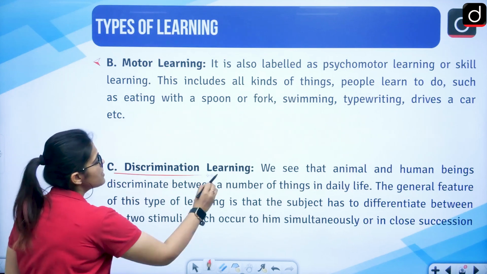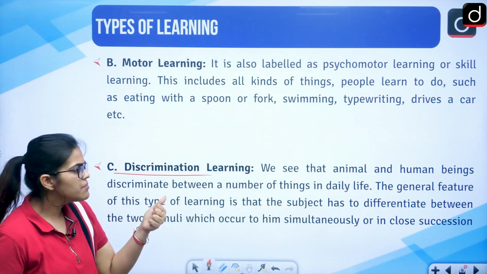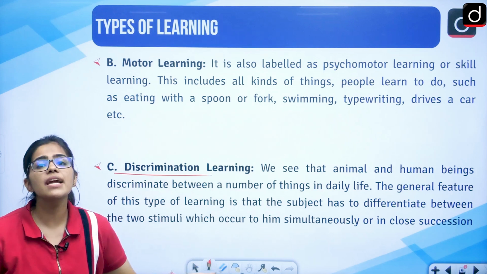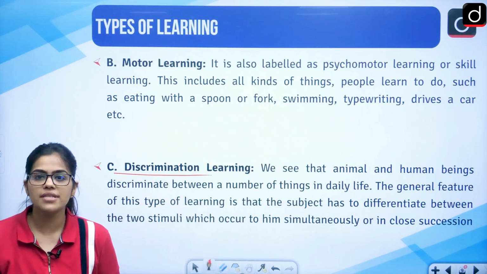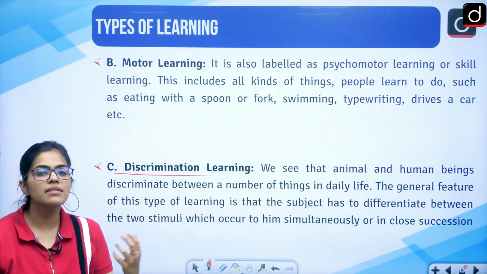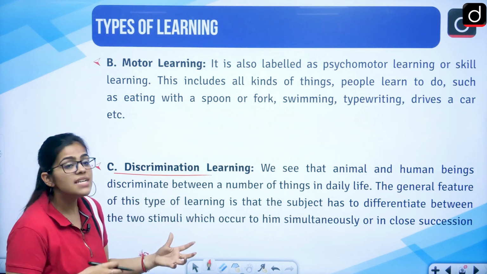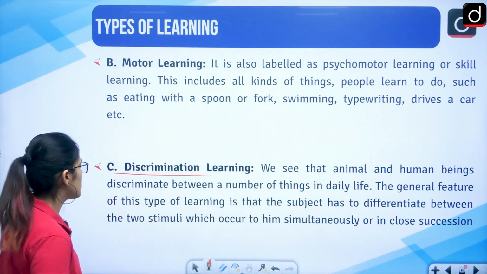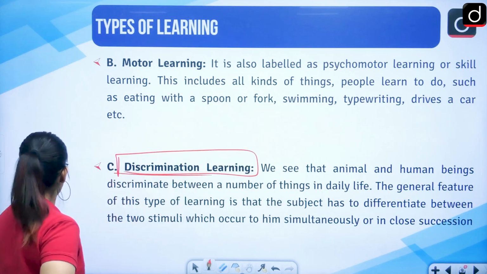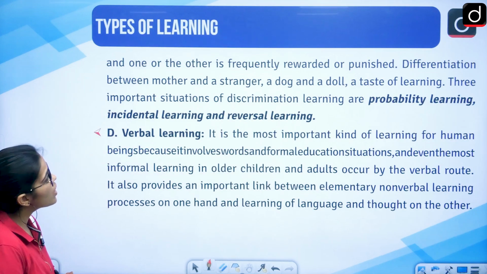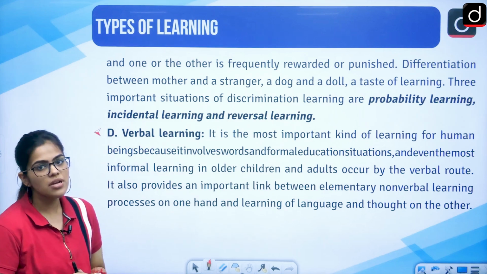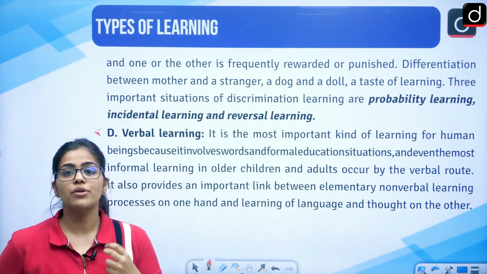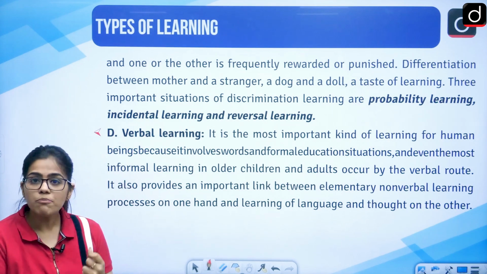Then you have discrimination learning. We see that animals or human beings discriminate between different things. They will discriminate between what to listen to and what not to listen to. You can discriminate between the mother and a stranger. You can differentiate between a circle and a square. So this discriminational learning is also one type of learning. Then, under this, you can learn by looking at the probability, by looking at the chances, and come to conclusions.